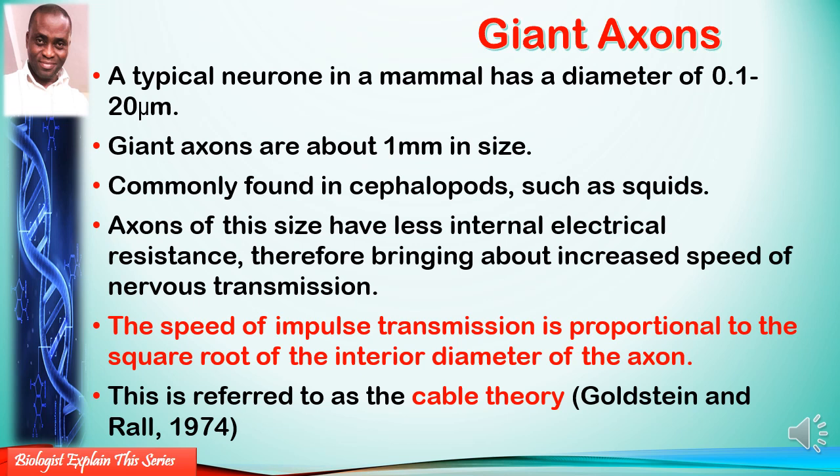In other words, the speed of impulse transmission is proportional to the square root of the interior diameter, that is the size of the axon. So if you picture it in your mind, as the size increases, let's say the size increases to something like 4 units, for example, from 2 to 4. You can imagine that if it was 2 before and it's now 4, find the square root, it's like a doubling. So the speed is increased because of the size.